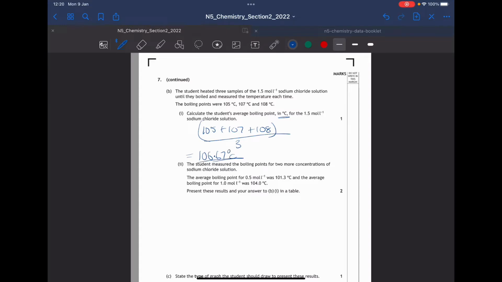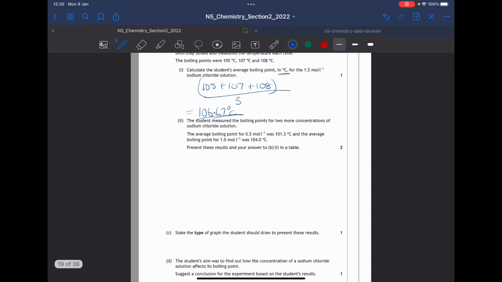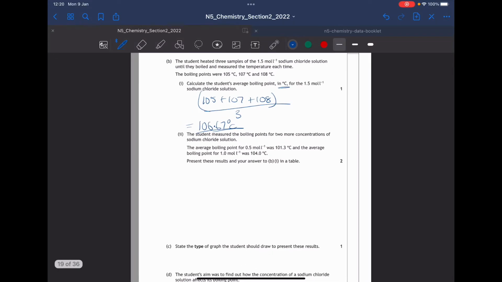So in part 2, the student measured the boiling points for 2 more concentrations of sodium chloride solution. The average boiling point for 0.5 moles per litre was 101.3, and the average boiling point for 1 mole per litre was 104. Present these results and your answer to B part 1 in a table.